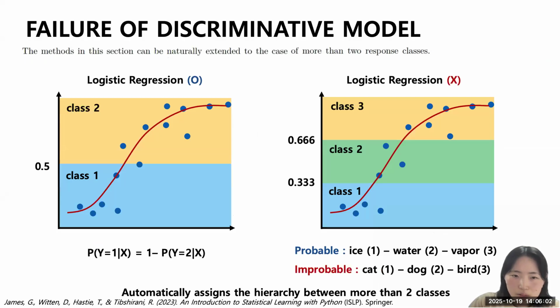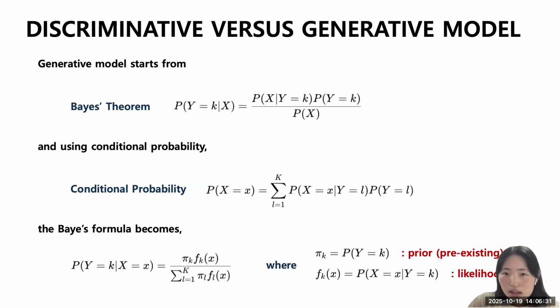And for the third problem, the logistic model is suitable for two-class classification because logistic regression implicitly assumes an order among classes when extending to more than two categories. This works for ordinal cases like ice, water, vapor, which has hierarchy, but not for categorical cases like cat, dog, and bird. Even though there is no hierarchy, logistic regression imposes an implicit sequence among them. To overcome these problems, generative models estimate the class conditional distribution directly, avoiding the hierarchical constraint.